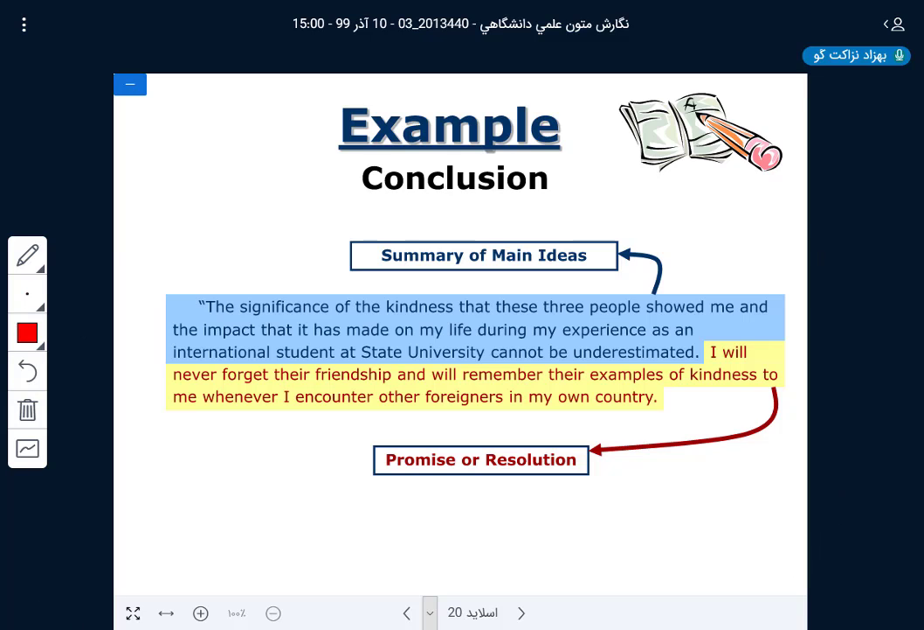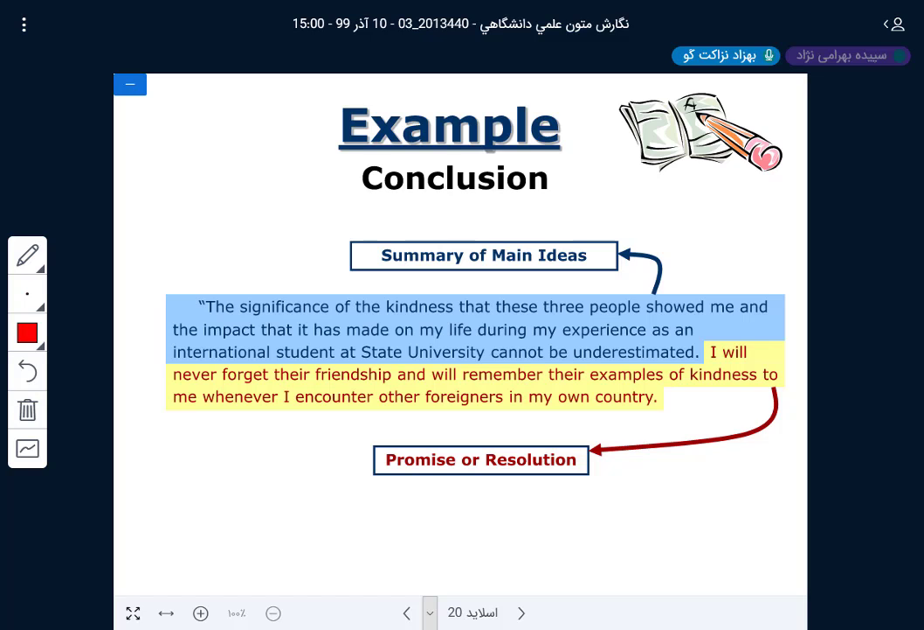Go on please. The significance of the kindness that these three people showed me, and the impact that it has made on my life during my experience as an international student at a state university cannot be underestimated. Okay, that is the summary of the main ideas.